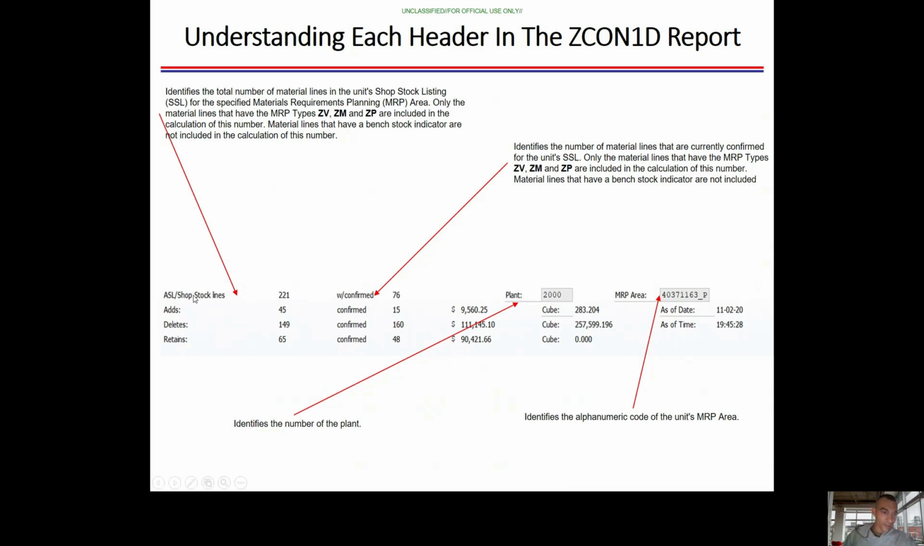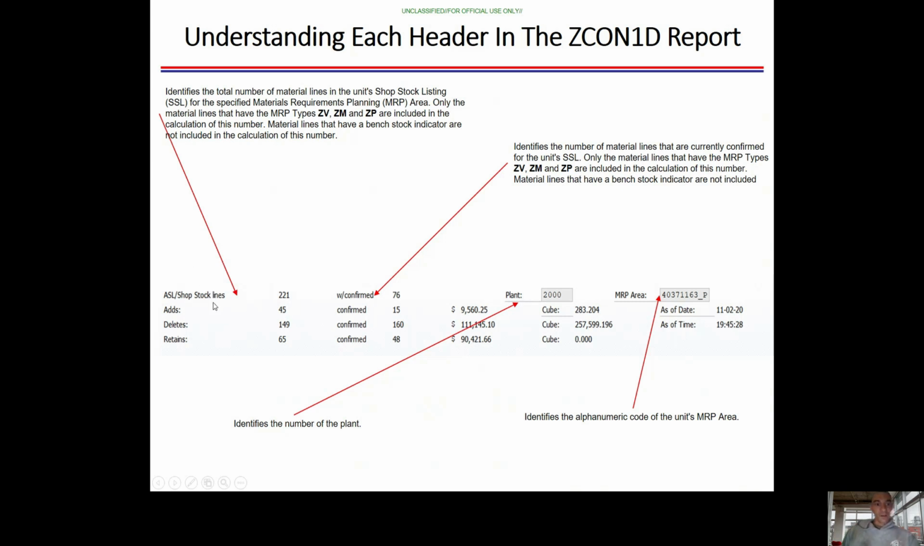So starting at the left, we're going to talk about ASL shop stock lines. This identifies the total number of lines in the unit shop stock listing, or SSL. Keep in mind these only cover your MRP types, so ZV, ZM, and ZP are included and calculated in this number. Material lines that have a bench stock indicator are not calculated. This is just calculating your shop stock.